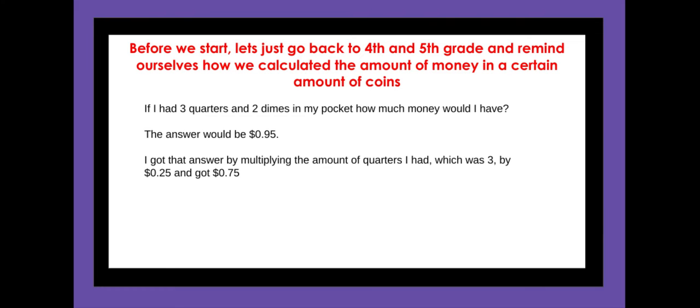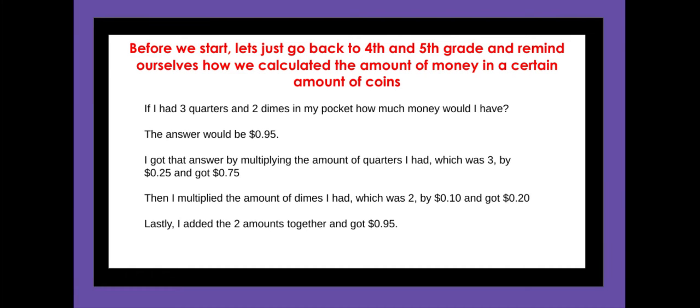So first I know that I had 3 quarters, which is 25 cents each. So I'd multiply 3 by 25 and get 75 cents. Then I would take the amount of dimes I had, which was 2, and that is 10 cents each. So now I know I have 20 cents in my pocket worth of dimes. So altogether I add my 2 amounts and I would get 95 cents. So that's how you would calculate the amount of money in your pocket.